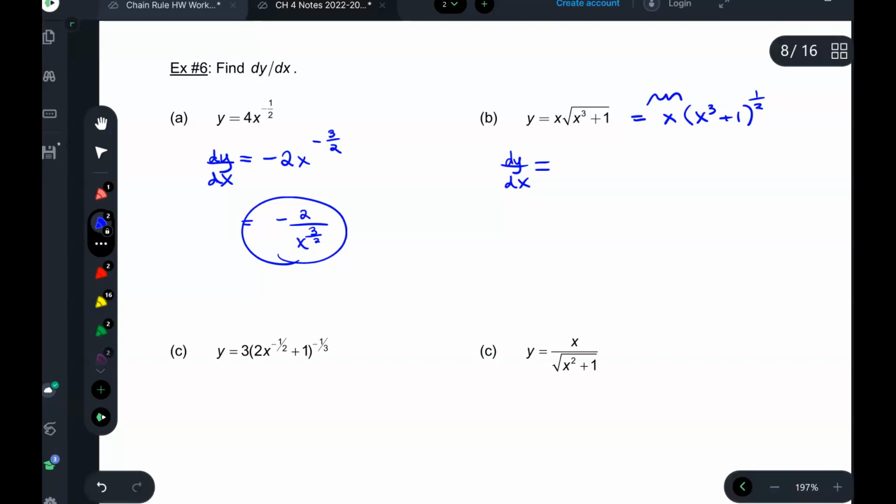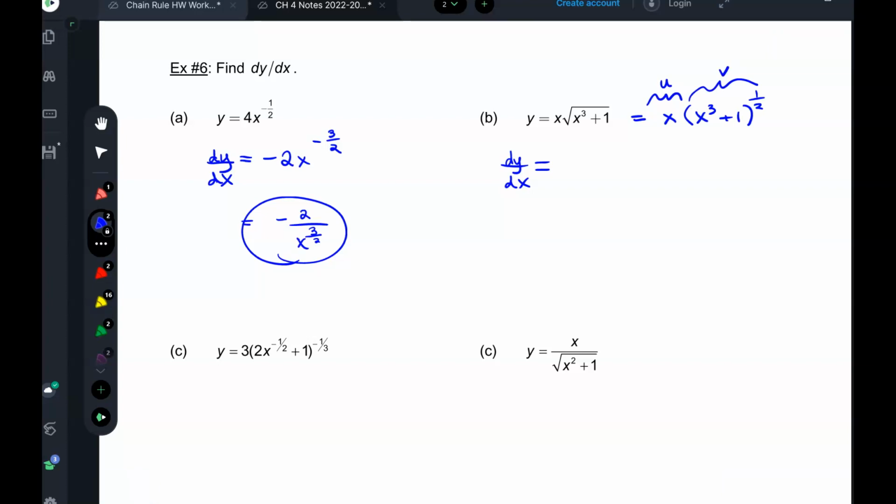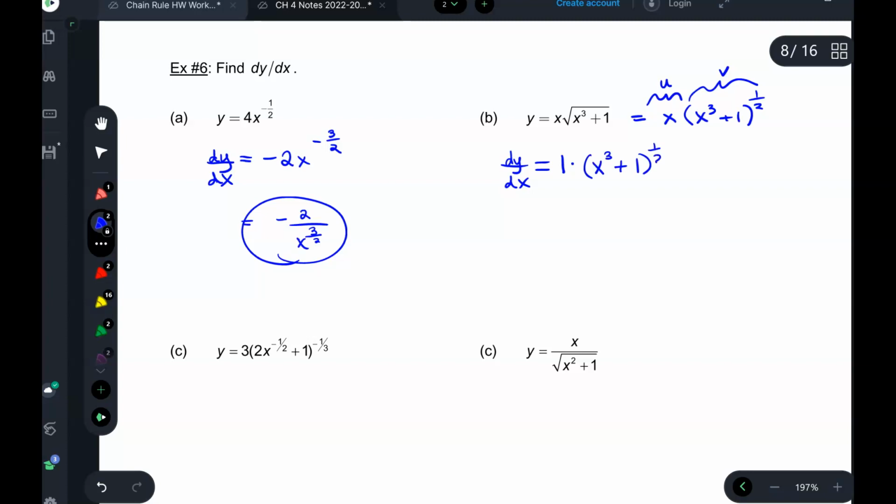Okay, so treat the x as u and the (x cubed plus 1) to the 1/2 as v. So u prime is going to be 1 times, because there's a product rule. 1 times, keep the second one the same. And when we do the chain rule, there's really just 2 parts to it. Are we okay with this one? This one is just 1 times, keep the second one the same. Now we keep x the same.